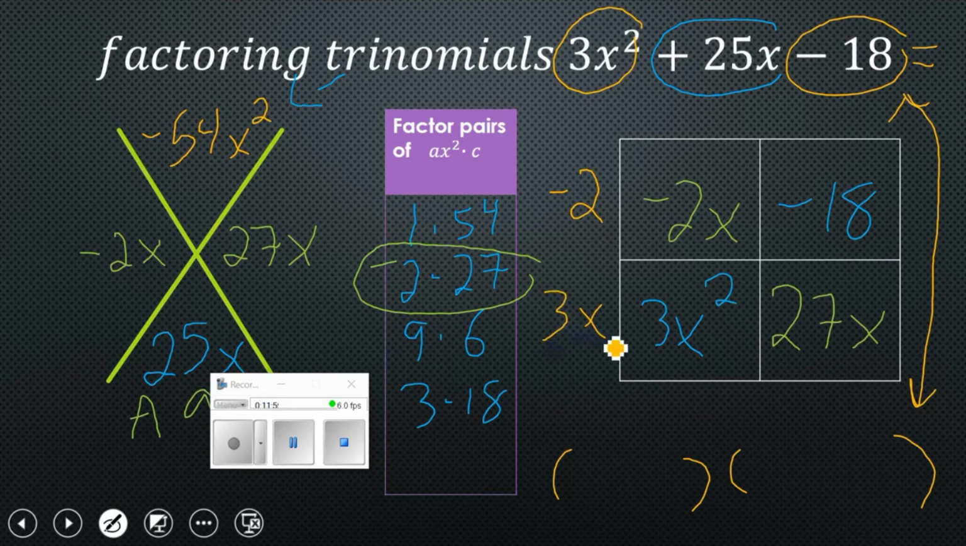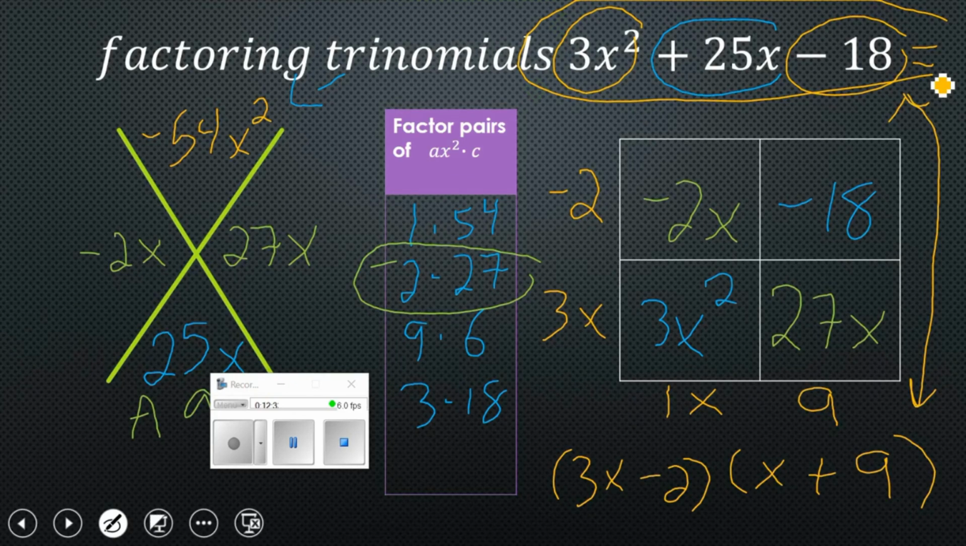My first column here is going to be negative 2 and 3. So I'm going to have a positive 1 and an x. And then 18 and 27, the largest number that divides both of those is 9. So we're going to put a 9 there. So my final answer here is going to be 3x minus 2 and x plus 9. So let's take a look at that for a second, just to make sure that we understand what's going on there. Okay. 3x minus 2 and x plus 9. We've rewritten the top part from an addition problem to a multiplication problem.